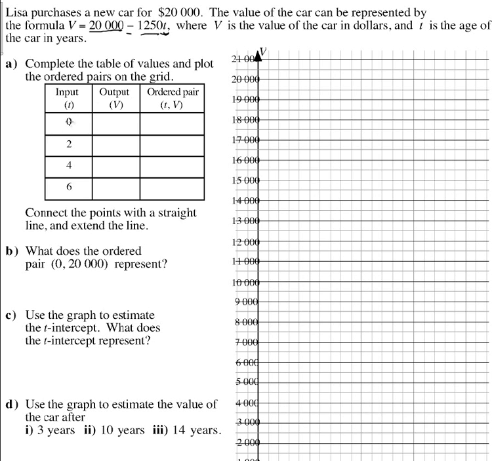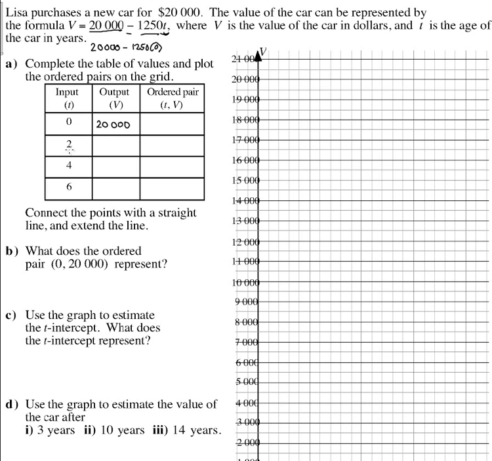If t is 0, then your v is 20,000 minus 1250 times 0, which is 20,000 minus 0, which is just 20,000. That's easy enough. This means when the car is brand new, it really is worth 20 grand.